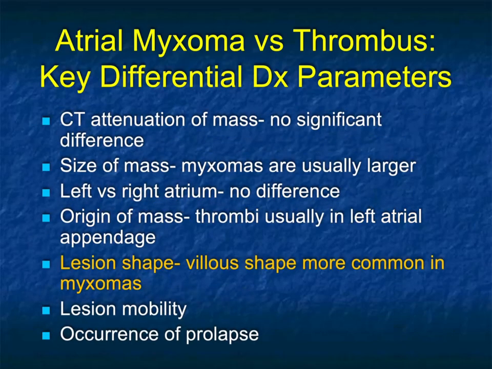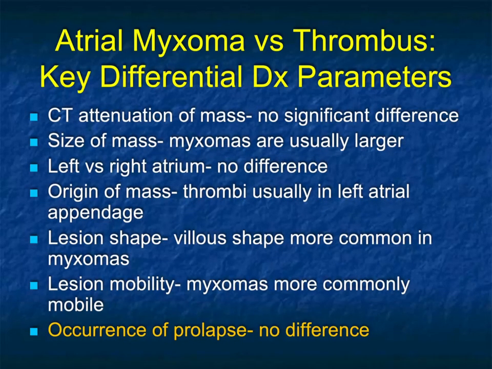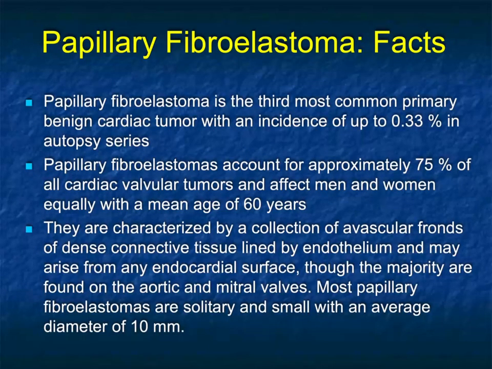Shape, the villous shape is more common in myxomas, but again, this may not be all that helpful. We talk about mobility. This is more under echo, but it can be under cardiac CT or MR when you do 4D display. Myxomas commonly are more mobile, particularly when they have a stalk. And then in terms of prolapse, there is no difference. So those are 7 features that are important.